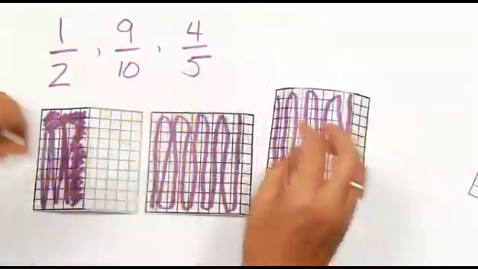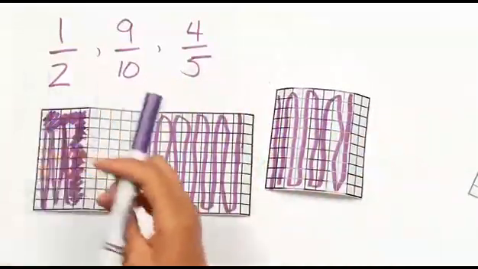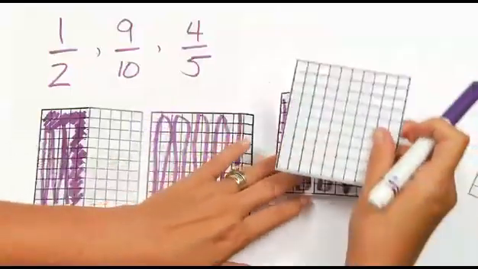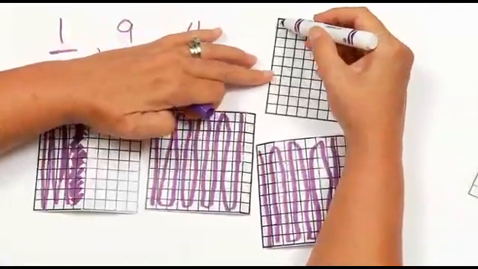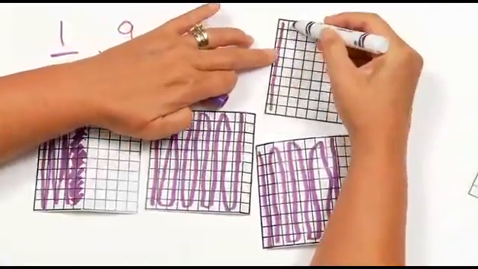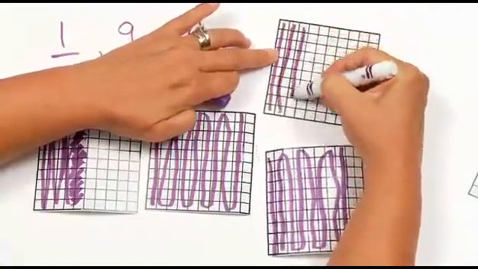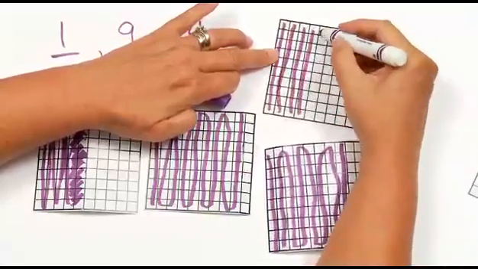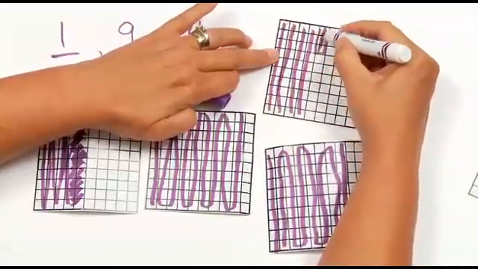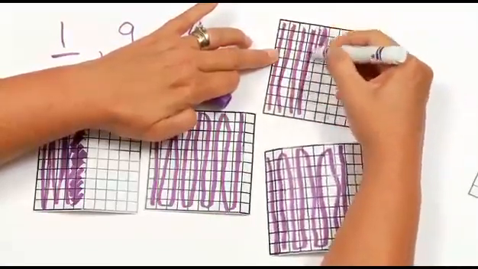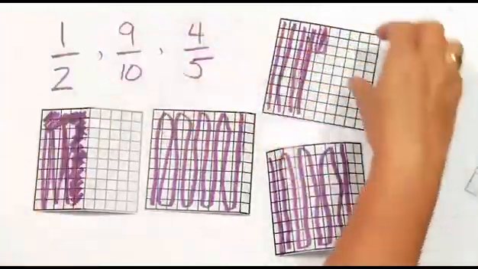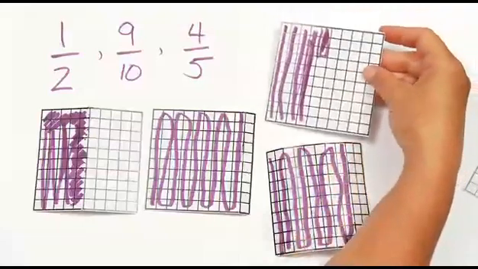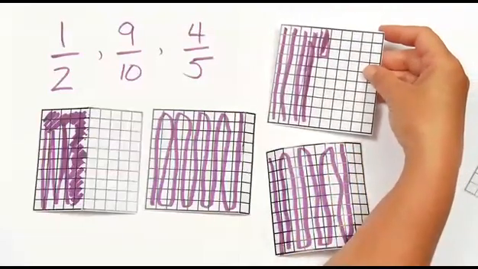We could even use percents that are a little bit trickier to figure out. For example, if we wanted to do 43%, we could shade in 10, 20, 30, 40, 43%. And you can see that's not quite half. Shade it in.